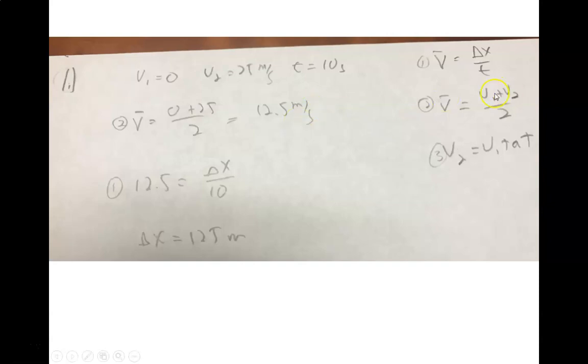Okay, and there's only one equation with the displacement in it, equation 1: v bar equals delta x over t. Now I'm going to use the v bar that I just found up above and set that equal to delta x over t, which is 10. Multiply through, and you get 125 meters.